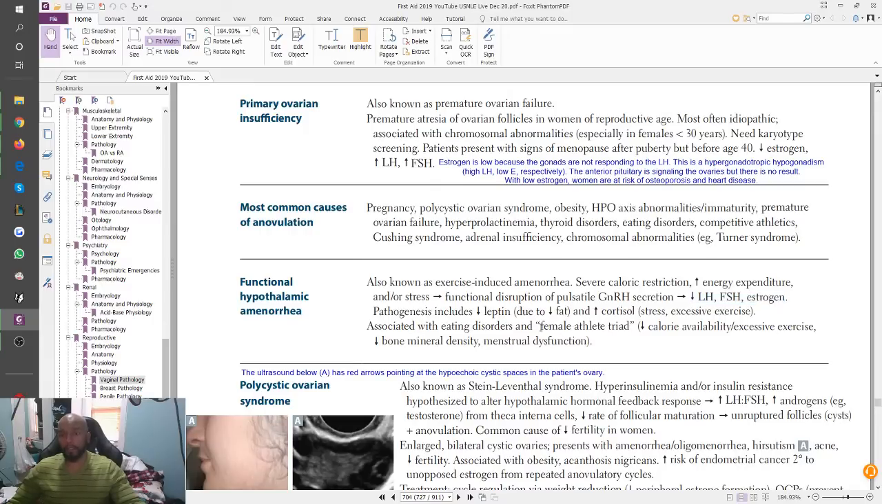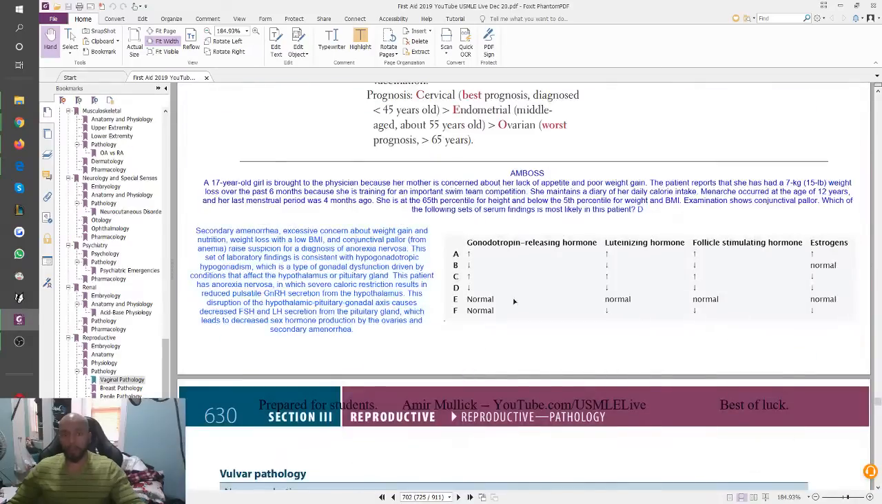The female athlete triad is a common summary basically of low calorie availability, excessive exercise, low bone mineral density, and menstrual dysfunction. That's the triad. Right? Not eating enough, weak bones, and not menstruating. That's the female athlete triad. And this is exactly what that first question we started today's video with from Amboss was about.